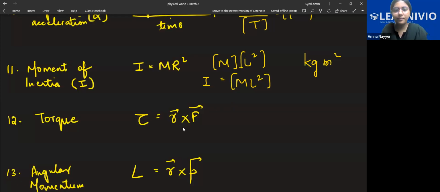Okay. So tell me the dimensional formula for R. What should I write? L only. R is the radius. And force again comes. What's force? Force is MLT raised to minus 2. Now, what's the symbol above R and F, the arrow? What does it mean?